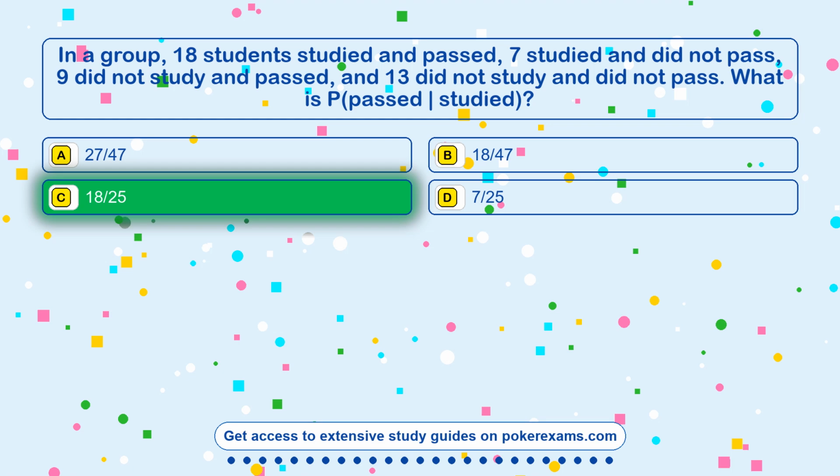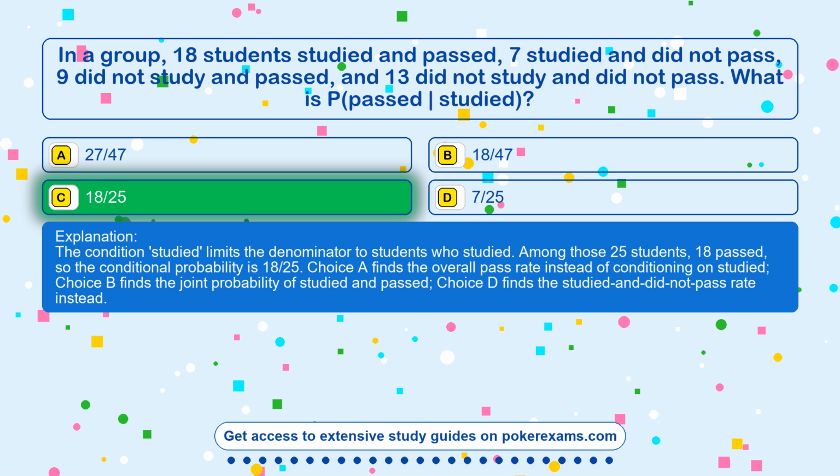The correct answer is option C, 18/25. The condition studied limits the denominator to students who studied. Among those 25 students, 18 passed, so the conditional probability is 18/25. Choice A finds the overall pass rate instead of conditioning on studied, choice B finds the joint probability of studied and passed, choice D finds the studied-and-did-not-pass rate instead.